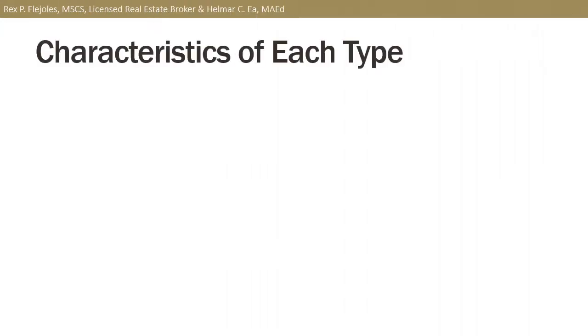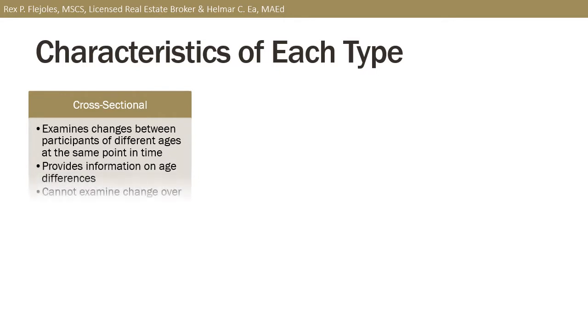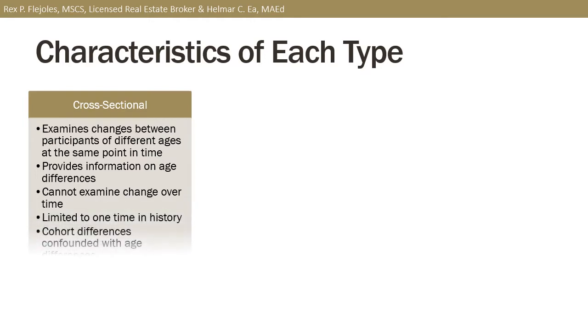The following are the characteristics of each of them. Cross-sectional design is the most preferred from among the developmental research. This is because it requires less time and expenses. In this design, behavior among participants of different ages is examined at the same point in time, creating a cross-section of people at one point in time.